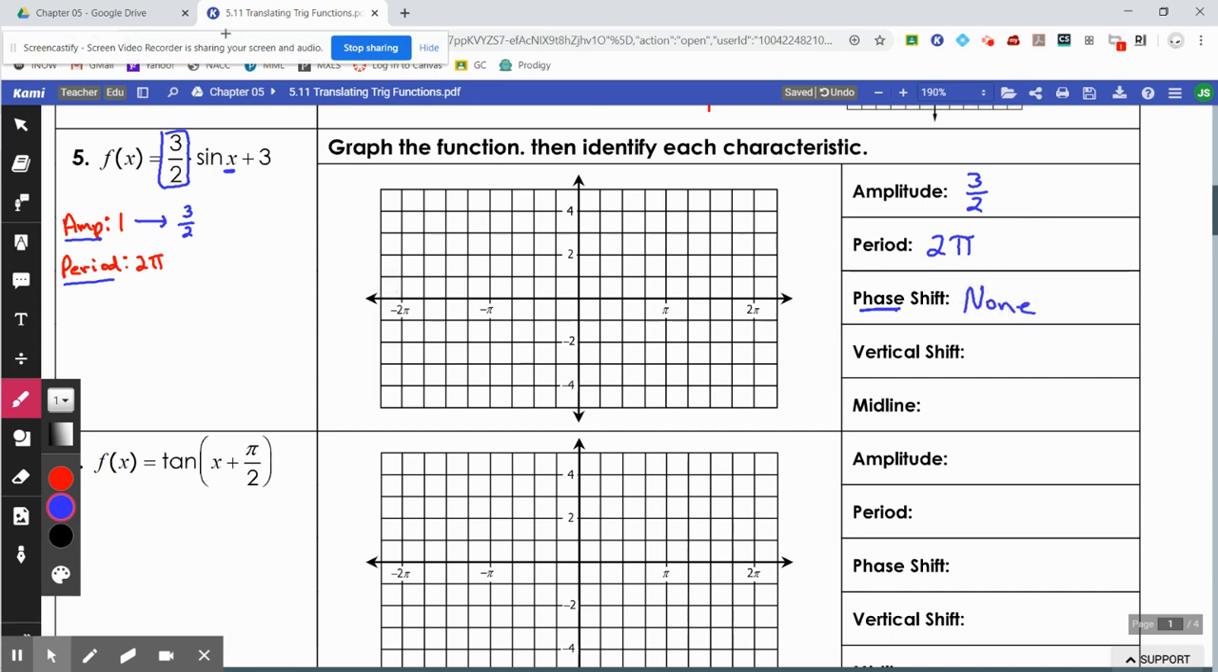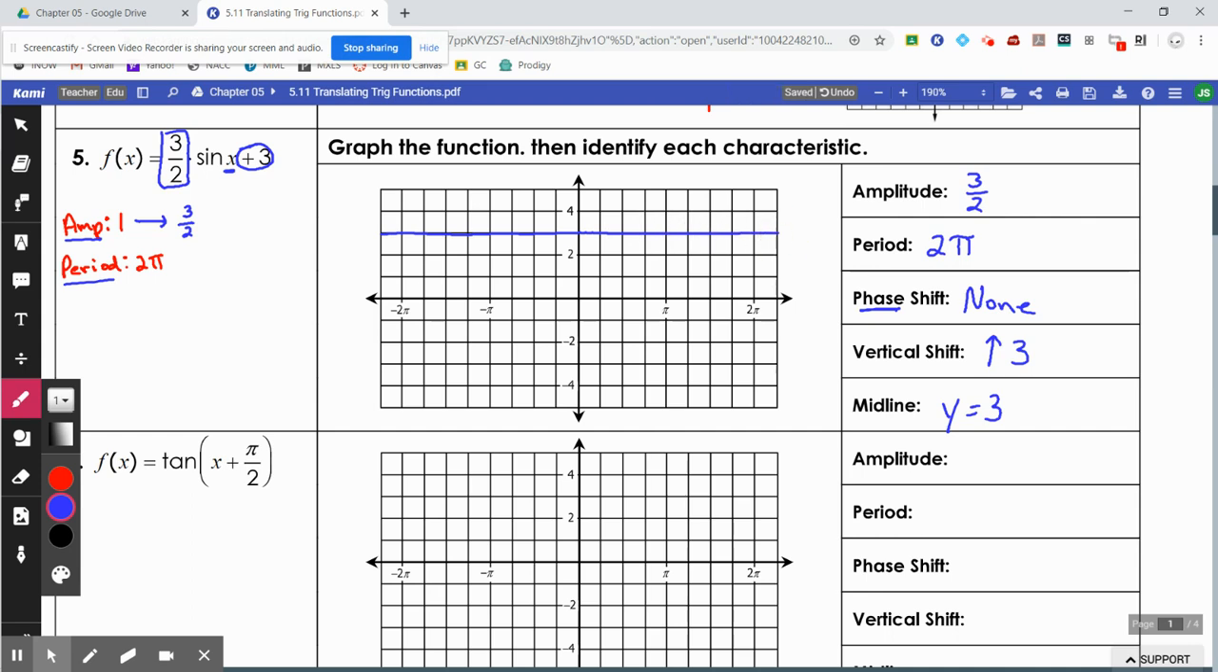Vertical shift, there is one. We're going to shift everything up 3 units. So shifting up 3 is going to move that midline from y equals 0 to y equals 3. If you want to, you can think of this horizontal line right here. That's going to be the middle of your sine curve.